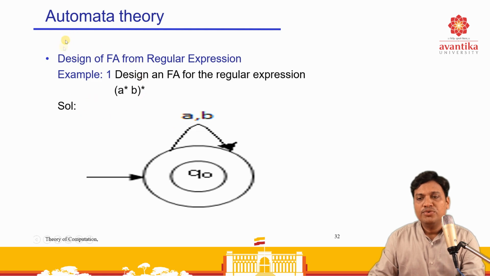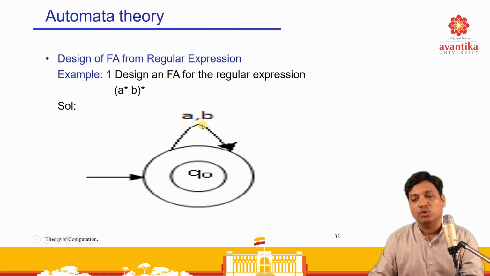Now we move forward to designing a finite automaton from a regular expression. See the first regular expression, which we already discussed: A star B whole star. Q0 is the initial state and also a final state, and the whole transition is AB. AB is a self loop.